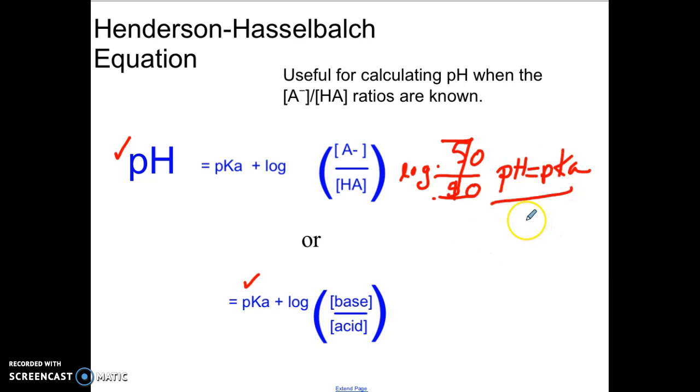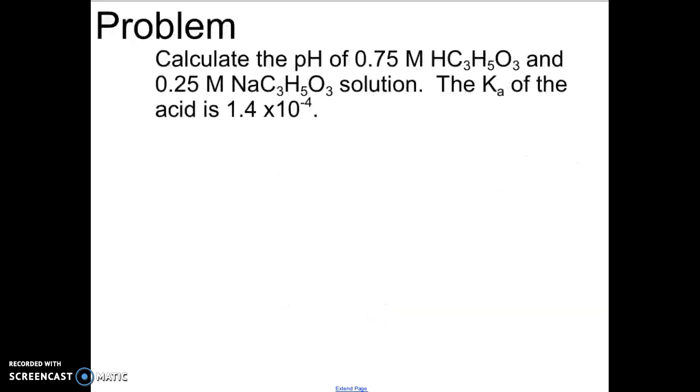So it can be very quick to calculate a pH if you know the Ka values and the acid and its conjugate base are at equal concentrations. So it's a very useful equation. I really recommend that you get to know it.